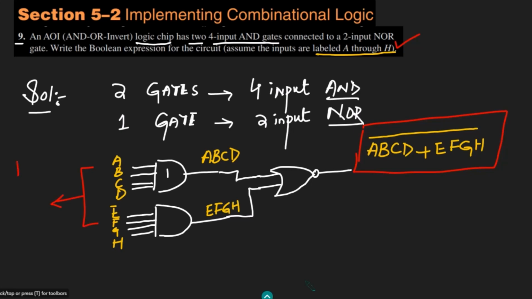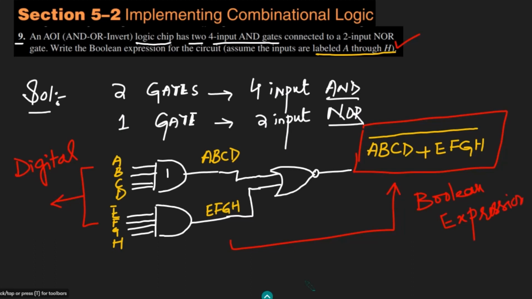hardware, digital hardware. And from this digital hardware we have found out the Boolean expression, and from it I can very easily draw the truth table for it as well. So this is the design process as well. So we have seen some steps of it in our question here.